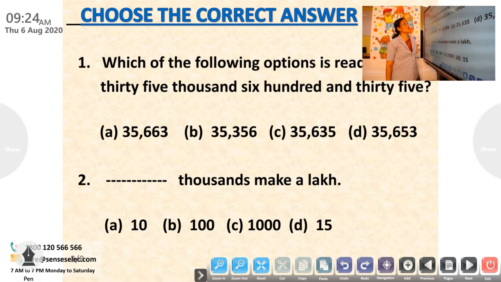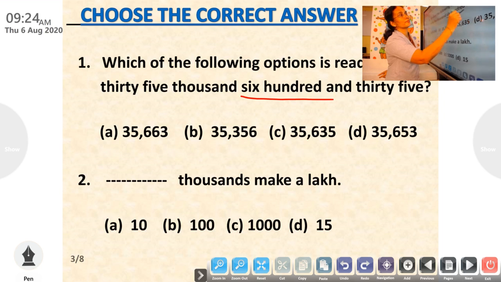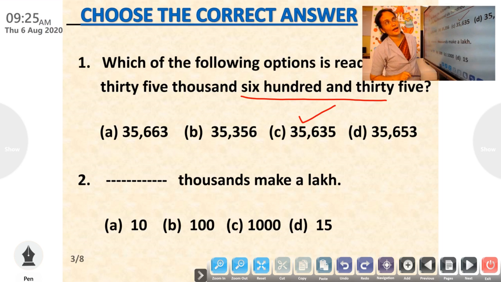Okay. Now question number 1. Which of the following options is read as 35,635? 35,635. So which one is the correct answer? You can say the answer directly. 35,635 is option C. So the correct answer is choice C. Okay, then question number 2.